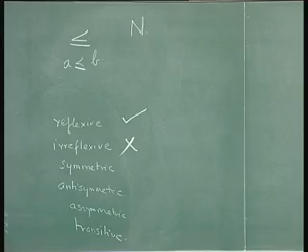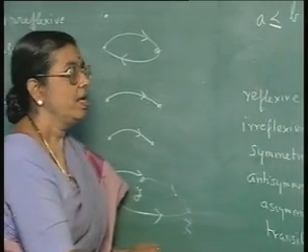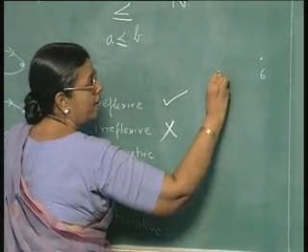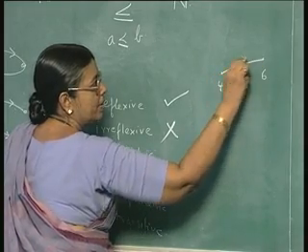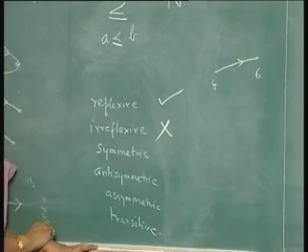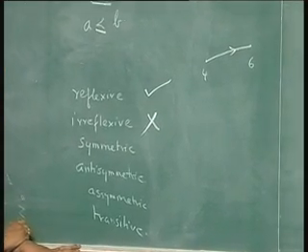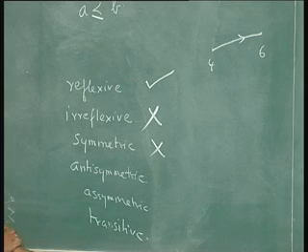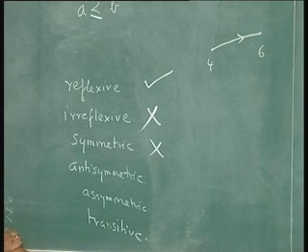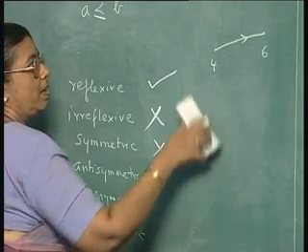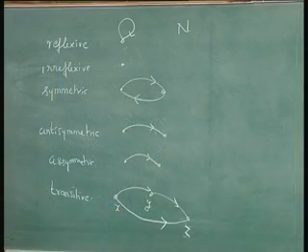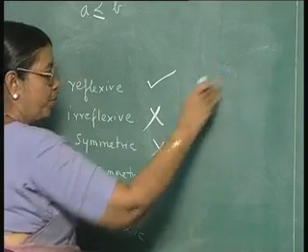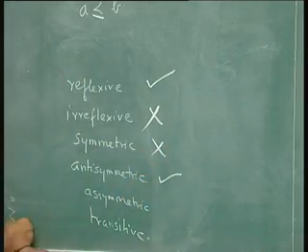If A is less than or equal to B, we will take 4 and 6, then 4 is less than or equal to 6. Can you say 6 less than or equal to 4? You cannot say, right? So, this is not symmetric. Is it antisymmetric? What can you say about this? You will not have it like this, but you can have self loops. So, it is antisymmetric.